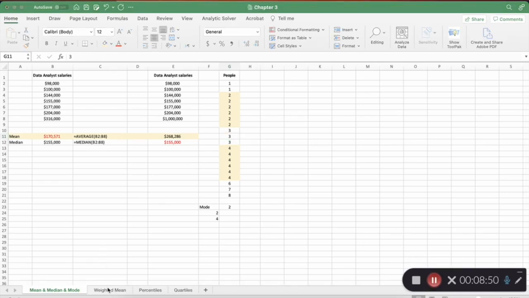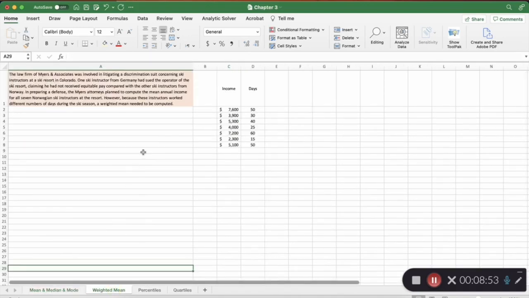The second one we're going to do is the weighted mean. Let's take an example. A law firm was involved in a discrimination case. One ski instructor from Germany sued the operator of the ski resort, claiming he had not received equitable pay compared to others from Norway. The attorneys plan to compute the mean annual income for all 7 Norwegian ski instructors at the resort. But because these instructors worked different numbers of days during the ski season, the weighted mean needed to be computed.